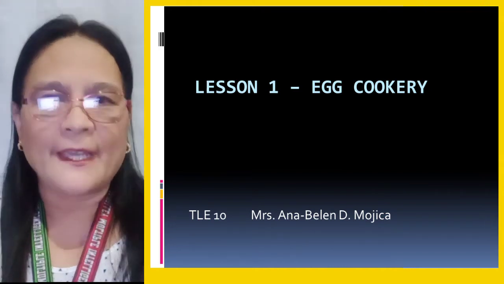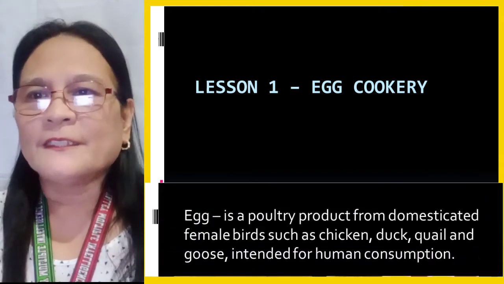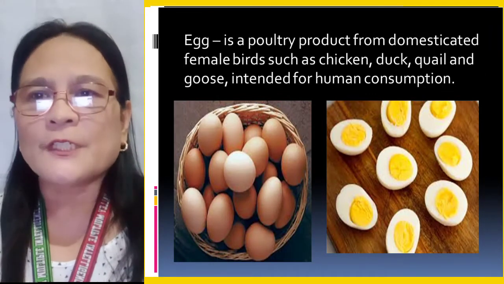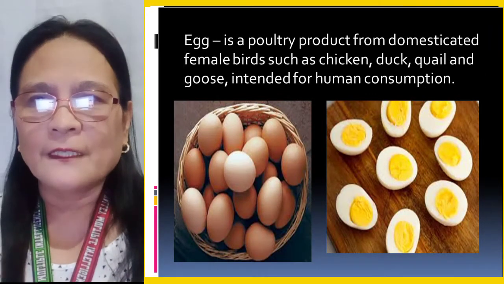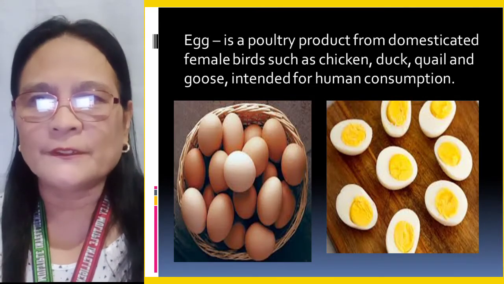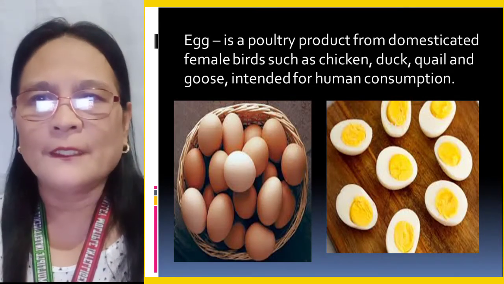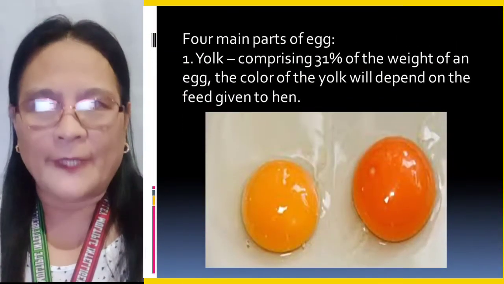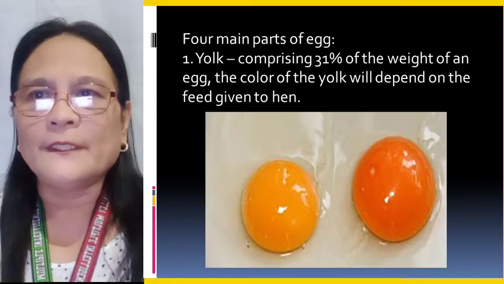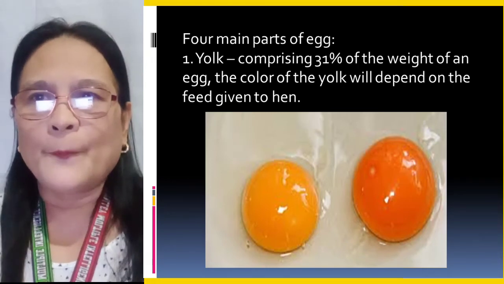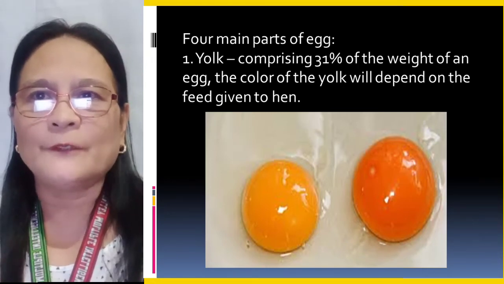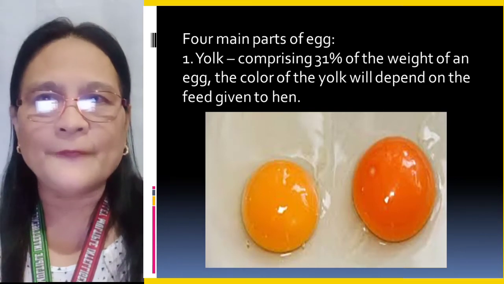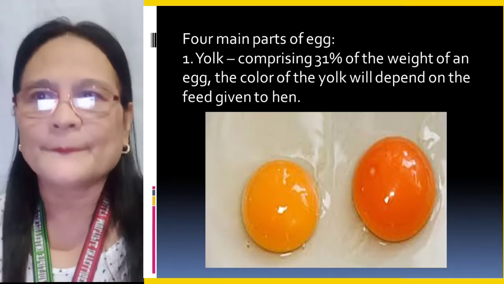It is about eggs. Egg is a poultry product from domesticated female birds, such as chicken, duck, quail, and goose, intended for human consumption. There are four main parts of egg. Number 1 is the yolk, comprising 31% of the weight of an egg. And the color of the yolk will depend on the feed given to the hen.